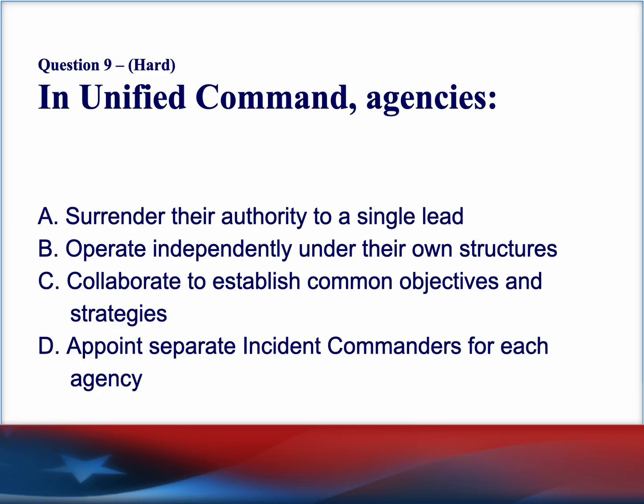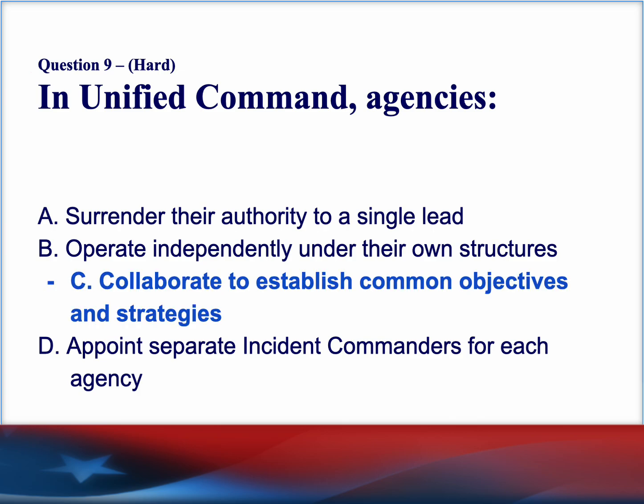Question 9. In unified command, agencies do what? A. Surrender their authority to a single lead. B. Operate independently under their own structures. C. Collaborate to establish command objectives and strategies. Or D. Appoint separate incident commanders for each agency. The correct answer here is C. Collaborate to establish common objectives and strategies. Here's why.